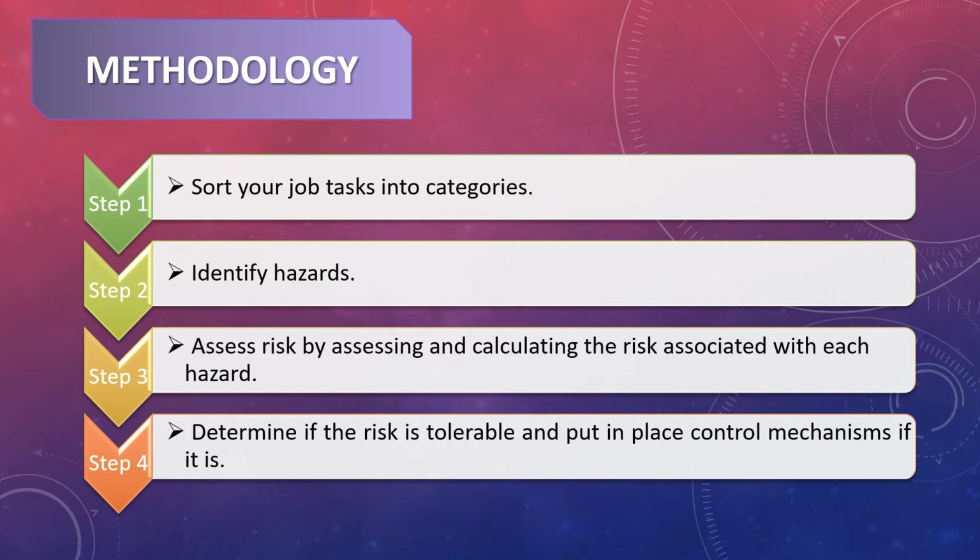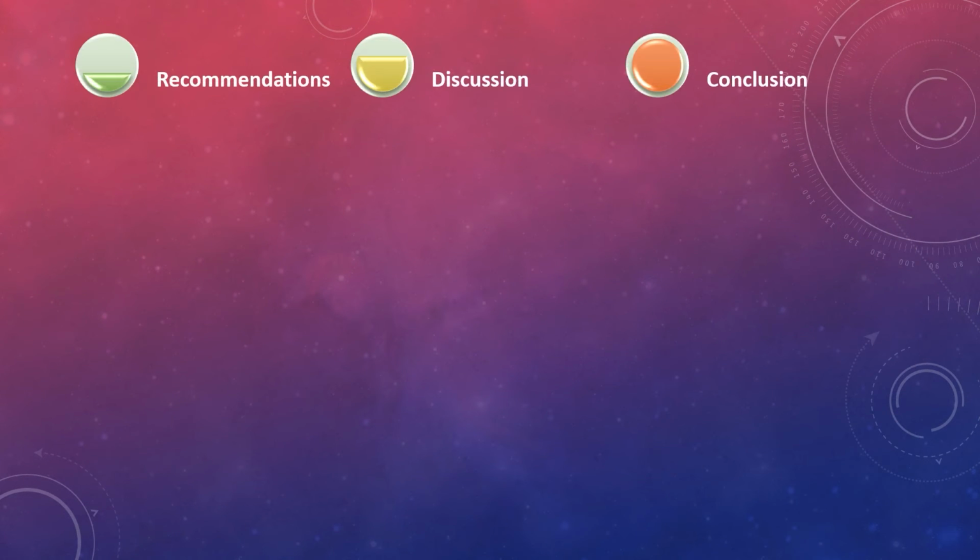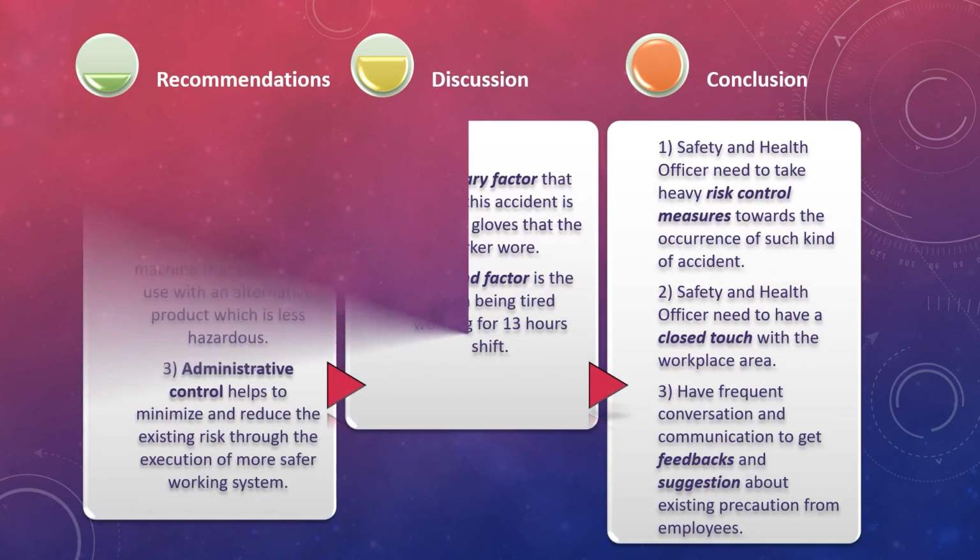Then the 4th step is to determine if the risk is tolerable and put in place the control mechanism if it is not. If the risk is higher than 12, which is higher than medium, then we need to give higher priority to that issue and solve it quickly. The risk control has some mechanisms like administrative controls and safety controls to evaluate the risk. Then we go to the recommendation part, and I will pass it to Stephen Raj.